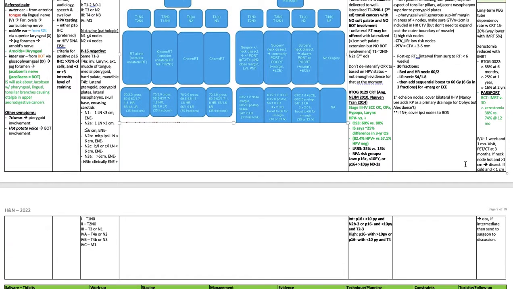Follow-up for these patients: 1 week and then 1 month visits. PET CT at 3 months. If the neck node is hot and there's greater than 1 centimeter in size, dissect. If it's cold and less than 1 centimeter, observe. If it's intermediate, then send to a surgeon for discussion.